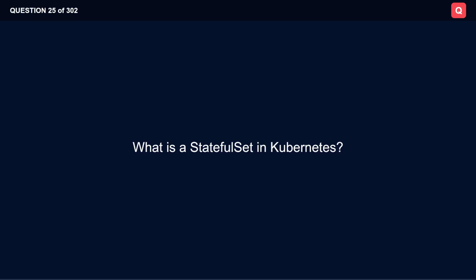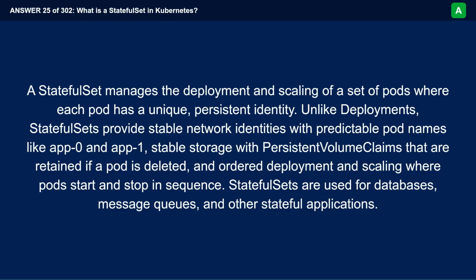What is a StatefulSet in Kubernetes? A StatefulSet manages the deployment and scaling of a set of pods, where each pod has a unique, persistent identity. Unlike deployments, StatefulSets provide stable network identities with predictable pod names like app-0 and app-1. Stable storage with persistent volume claims that are retained if a pod is deleted. And ordered deployment and scaling where pods start and stop in sequence. StatefulSets are used for databases, message queues, and other stateful applications.